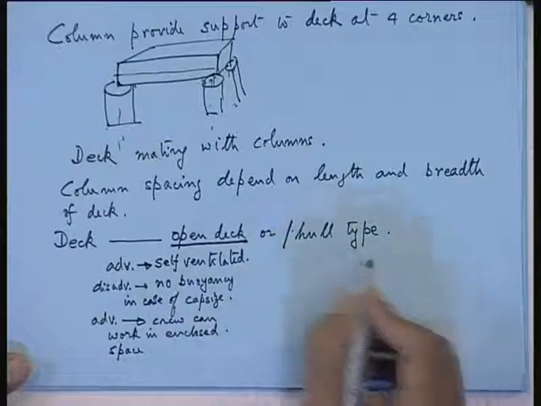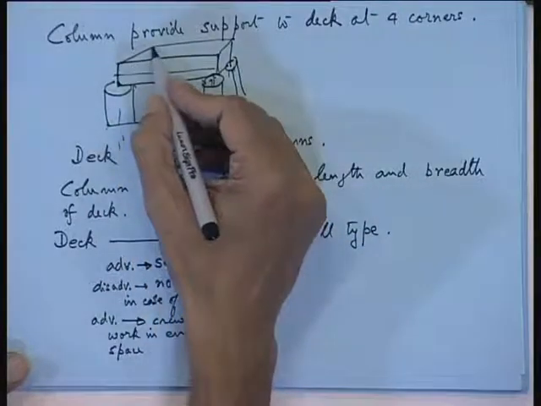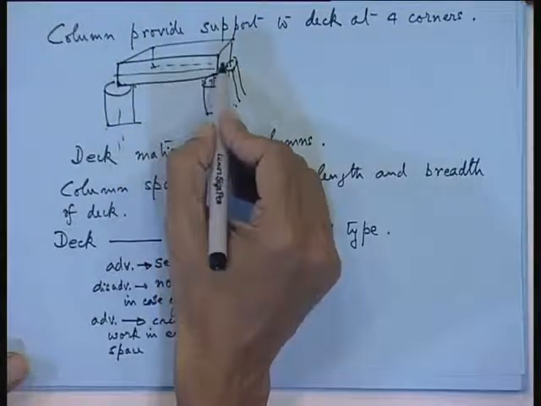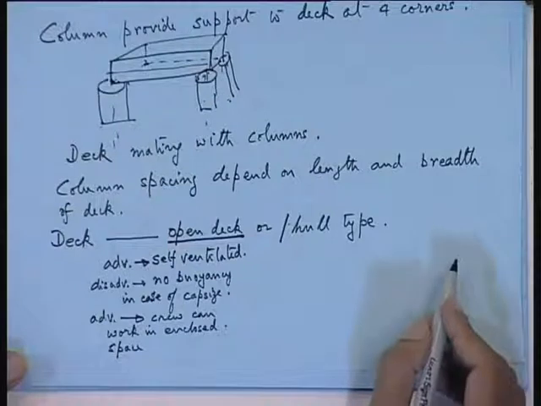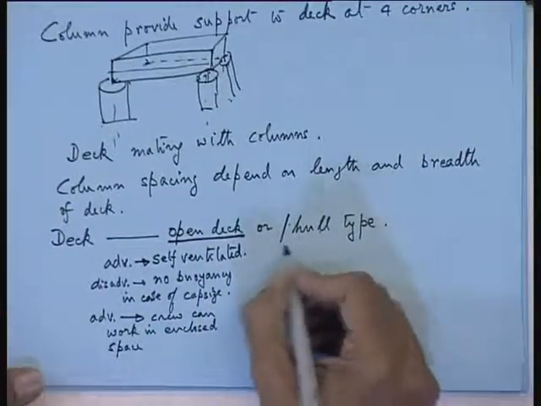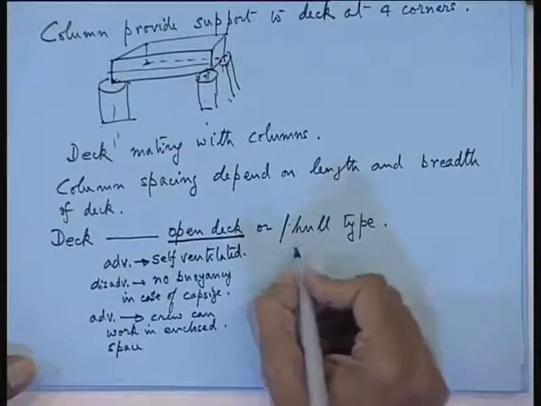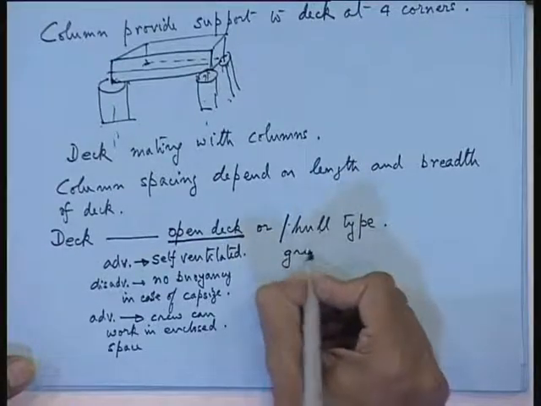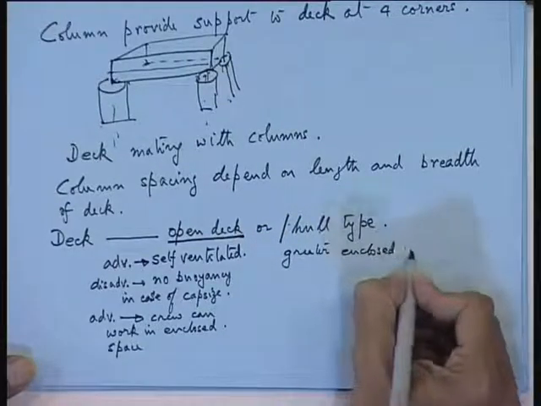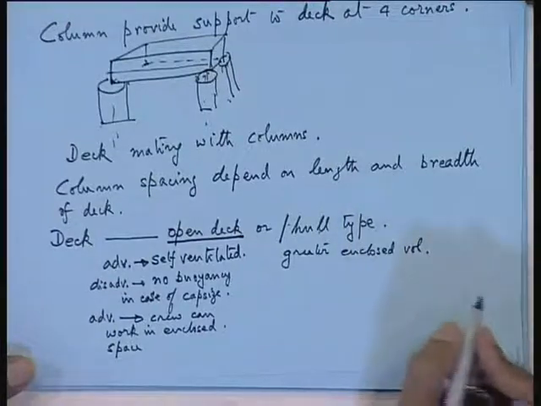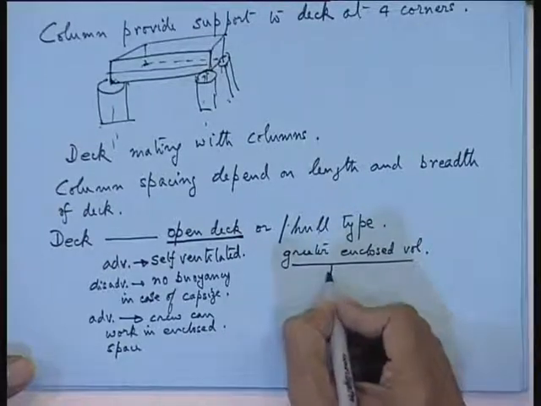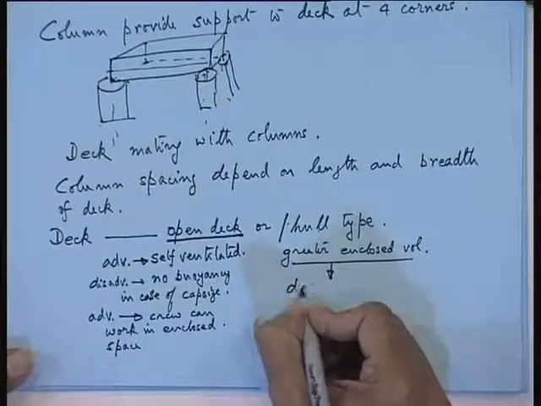Now, if you have an enclosed deck, that means you have to have good mechanical ventilation inside, because you have to drive out inflammable gases. The hull type is essentially the reverse of this. Basically, they do it because of greater enclosed volume, and so this is the major advantage. This is coming because of damage stability.